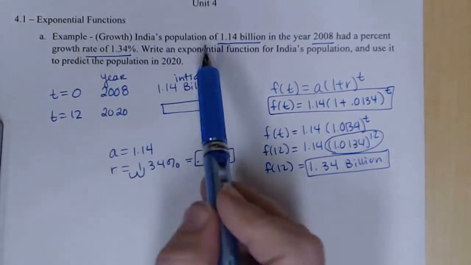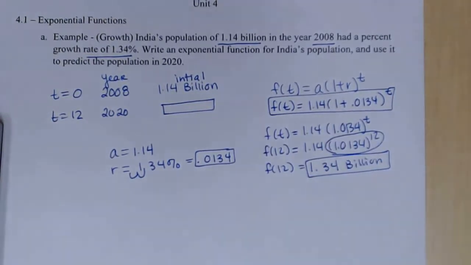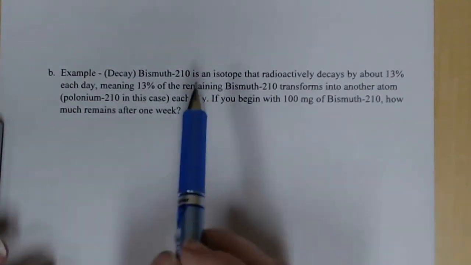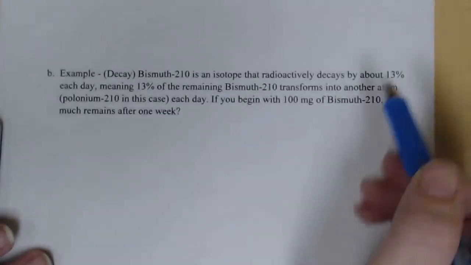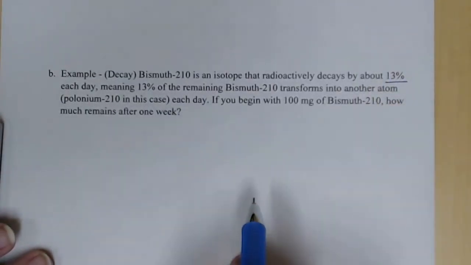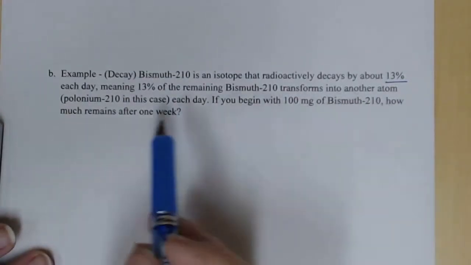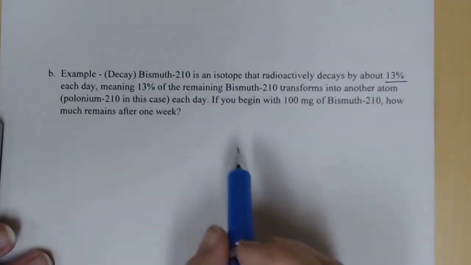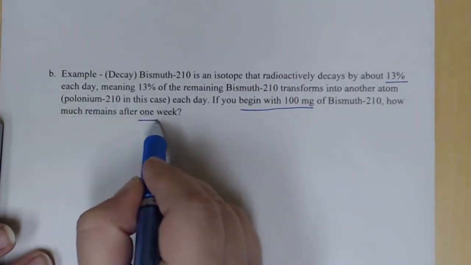So I just want to be able to identify these key variables, create my function, and then utilize it to predict what the population was in 2020. Let's do one more example. This one is going to deal with some decay. Bismuth-210 is an isotope that radioactively decays by about 13% each day. So that's going to be information we need. Meaning 13% of the remaining bismuth-210 transforms into another atom, polonium-210 in this case, each day. If you begin with 100 milligrams, how much remains after 1 week?